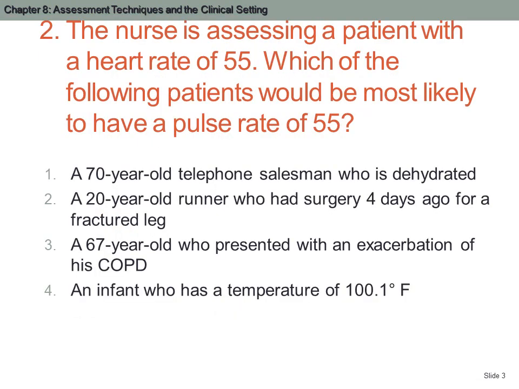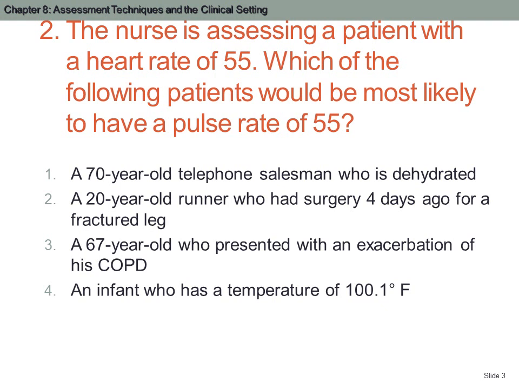So your nurse is assessing a patient with a heart rate of 55. Which of the following patients would be most likely to have a pulse rate of 55? Would it be a 70-year-old telephone salesman who's dehydrated, a 20-year-old runner who had surgery 4 days ago for a fractured leg, a 67-year-old with an exacerbation of COPD, or an infant who has a temp of 100.1? So who would have a heart rate of 55?